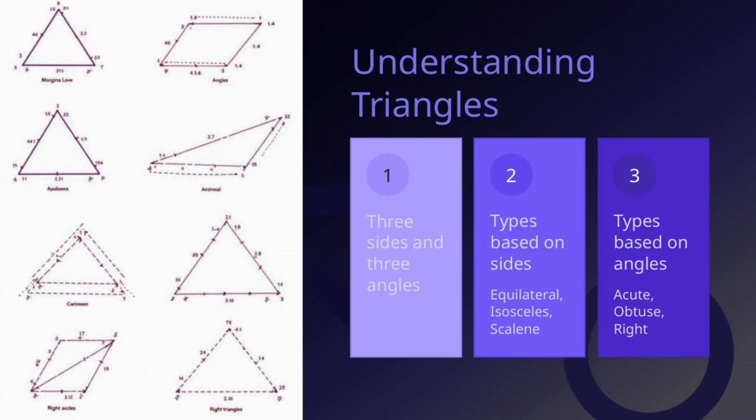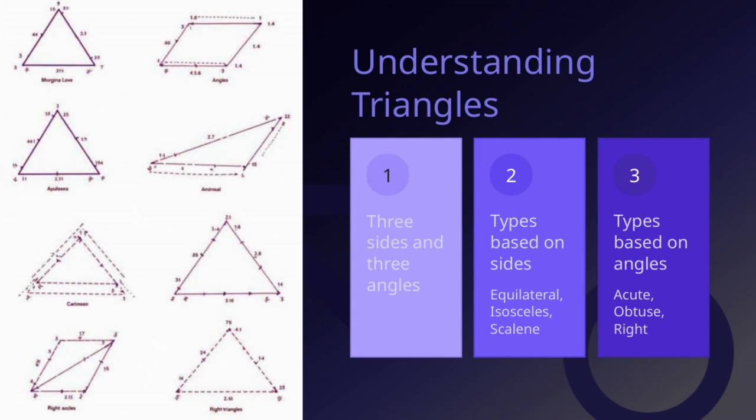Next, considering triangles based on sides, we have equilateral, isosceles, and scalene. Equilateral triangles have all three sides equal, making all angles equal as well. Isosceles triangles have two sides equal, which means two angles are equal. Scalene triangles have no sides equal, and consequently, all angles are different. These distinctions are crucial when analyzing triangles in geometry problems.